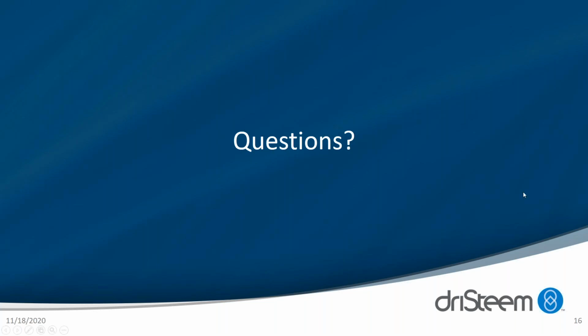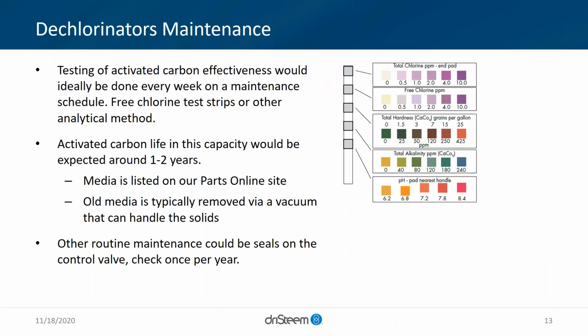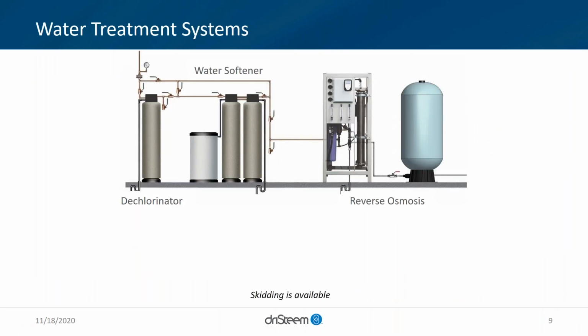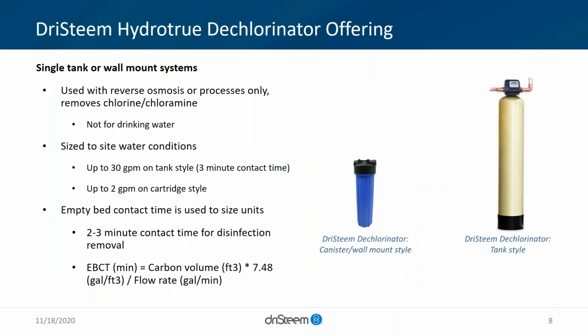So the first question is EBCT? So I left that on the screen. I didn't want to beat that one down too badly, but EBCT, as we go back here, is empty bed contact time. So essentially, how much contact does that water have with the activated carbon to essentially neutralize that disinfectant? So EBCT, sorry I didn't describe that acronym, but that's what it stands for.